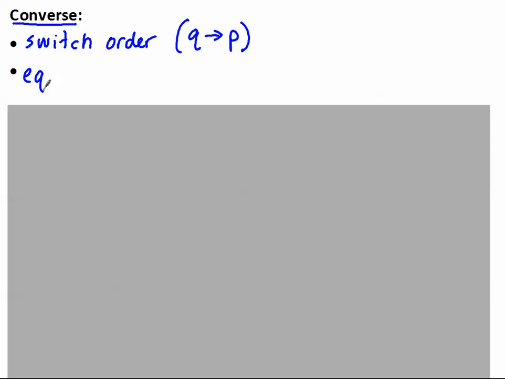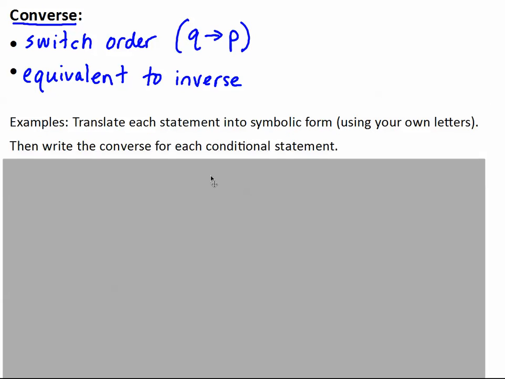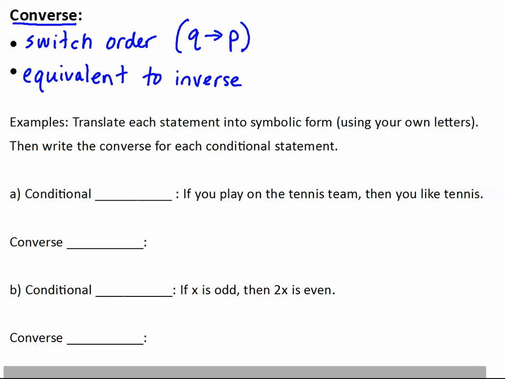The converse is equivalent in truth value to the inverse, which means if the converse is true, the inverse is also true. Let's see some examples of writing the converse.